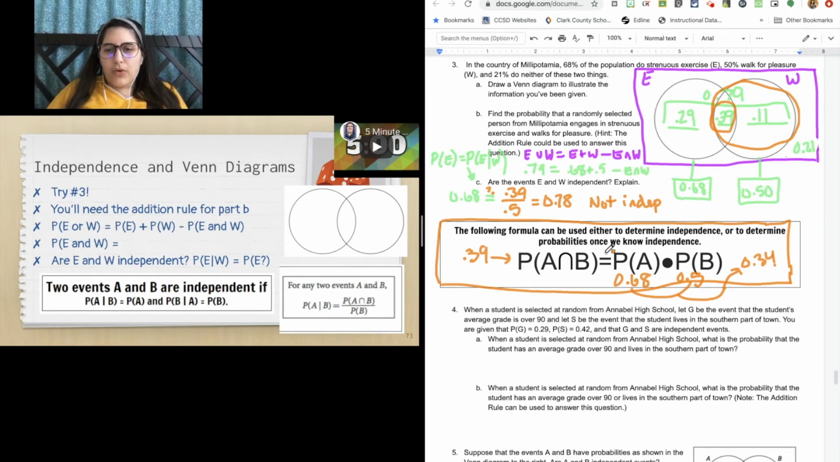So go ahead and pause the video, pick whichever method makes the most sense to you and give it a try. I would advise, just to kind of get your head on straight, if you need to, for number 4, to draw yourself a Venn diagram because they didn't give you one. Okay. So try number 4 and number 5 and then check your answers with me when you're done.